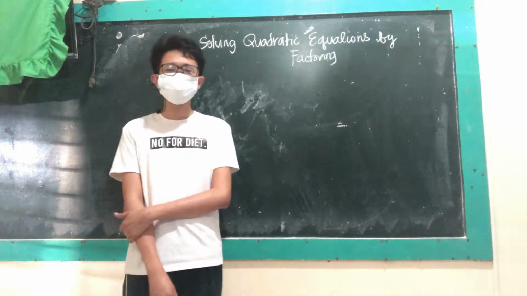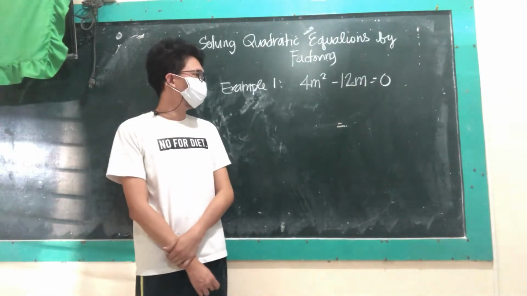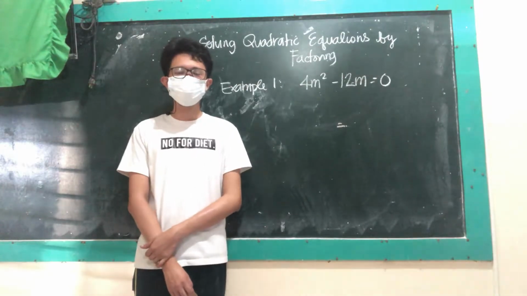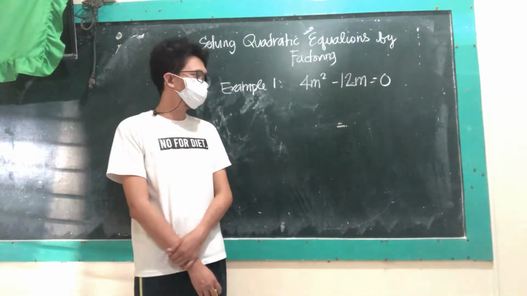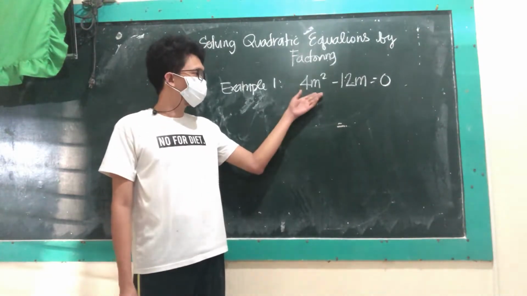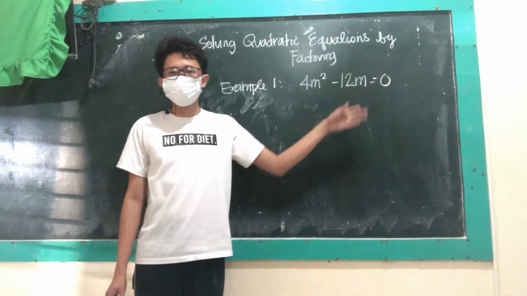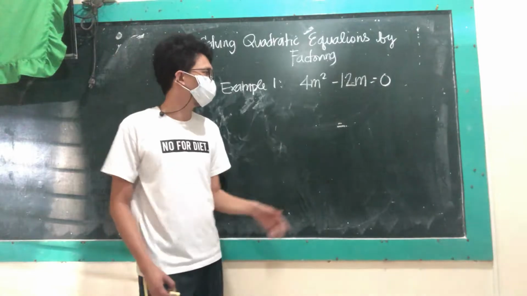Let's discuss solving quadratic equations by factoring. Example number 1: 4m squared minus 12m is equal to 0. What we are going to do with this equation is get the common monomial factor of 4m squared and 12m in order for us to get the factors of this polynomial.